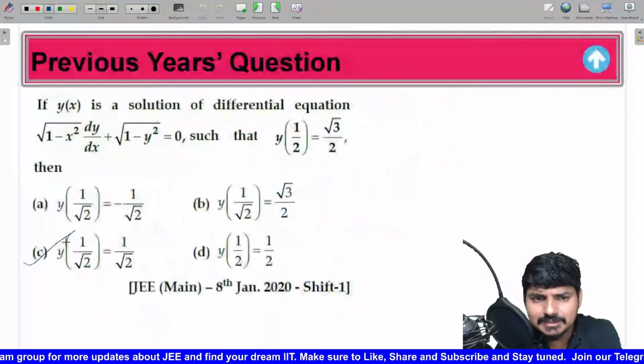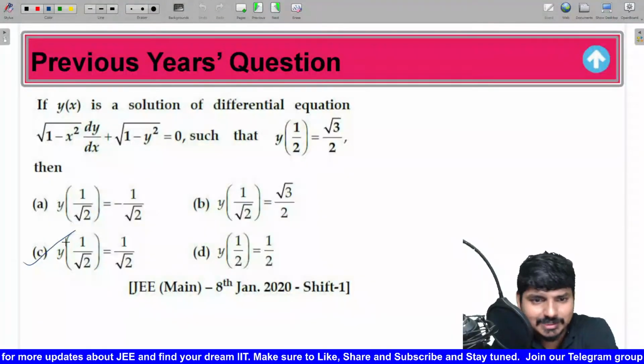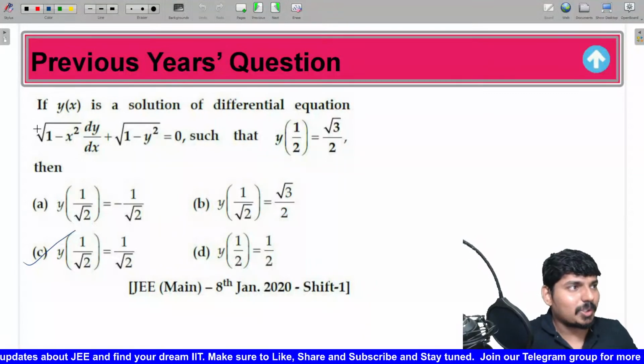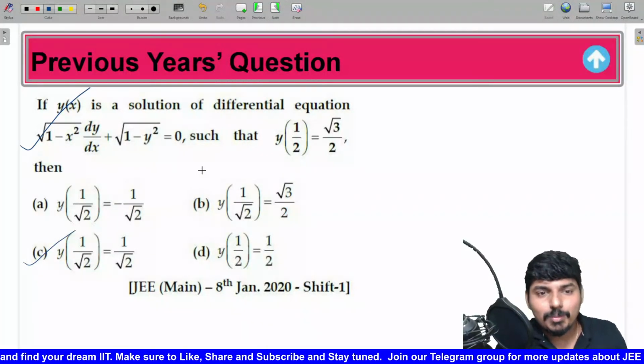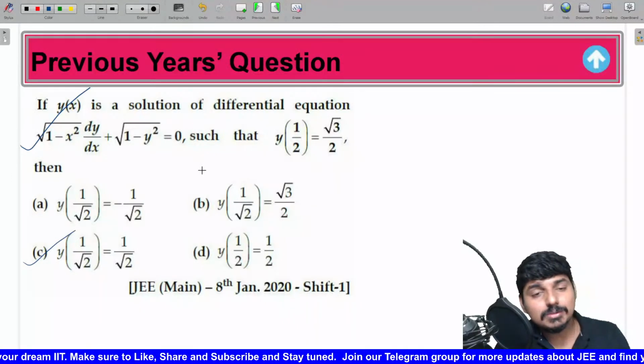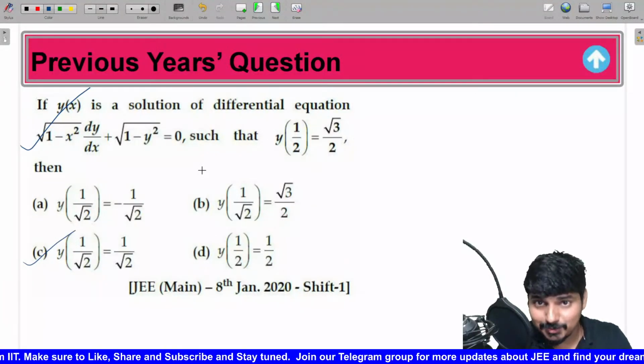You can cross check. Only option C is going to satisfy. So we can say that option C is going to be the right answer. So see how simple the question was. This question was asked in JEE Main 2020.